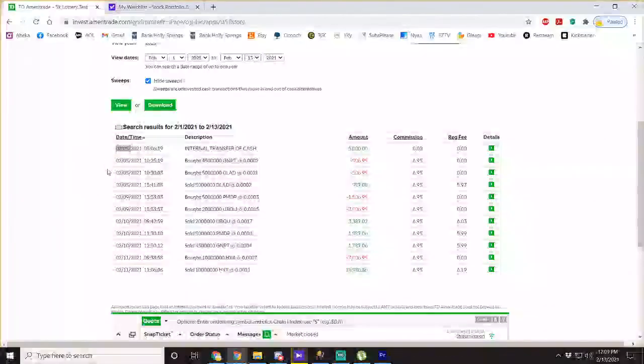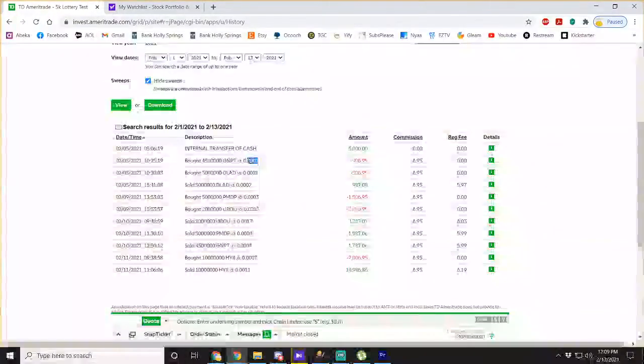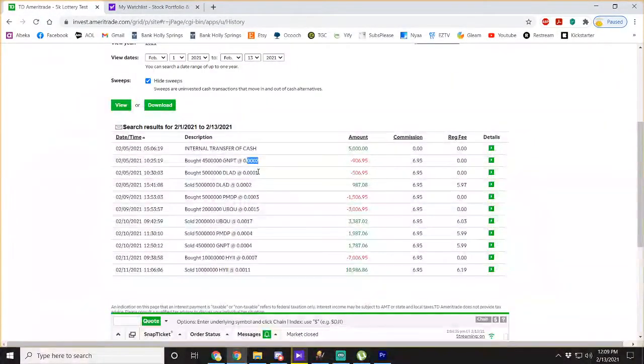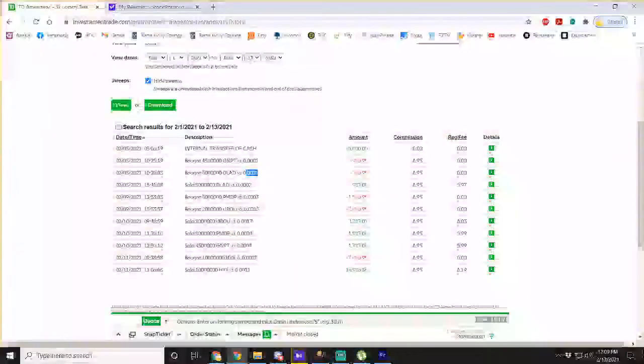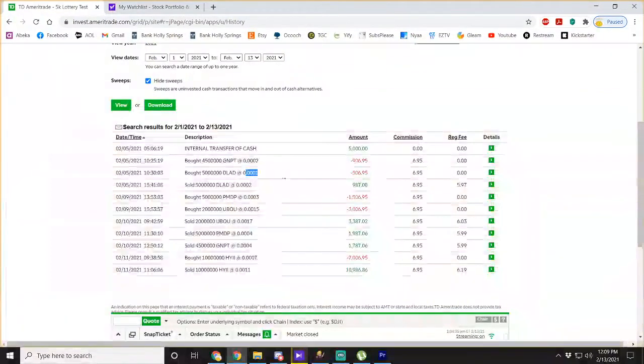So after these both filled and got purchased, I put in sell orders to sell the GNPT at 4/100ths instead of the 2, and sell the DLAD at 2/100ths instead of the 1, which is a 100% markup and really good when it goes through. The same day, we actually closed out the DLAD at 2/100ths, thereby doubled our money. So we spent $506.95 to get a return of $987.08 on day one.